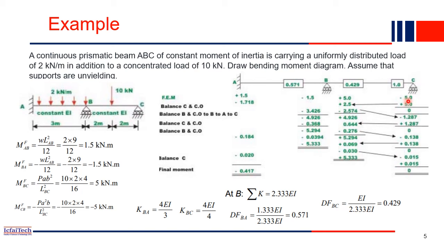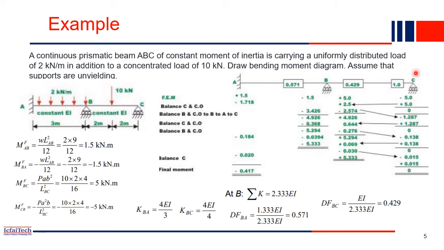But in reality, this support is actually a roller support, and roller support means there should not be any moment. The moment should be 0 at support C. But as per our calculation we got minus 5 because we considered it a fixed support. So we have to balance it: the net moment at this support should be equal to 0. So we add plus 5 moment externally, because minus 5 is already there. Minus 5 plus 5, net should be equal to 0 at this support because it is a roller support, right? Roller support means moment should be equal to 0.